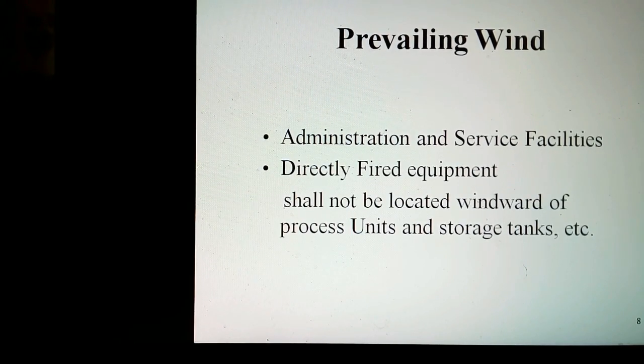Prevailing wind: where the prevailing wind is defined, the administration and service facilities and directly fired equipment, etc., shall not be located windward of process units and storage tanks, etc.